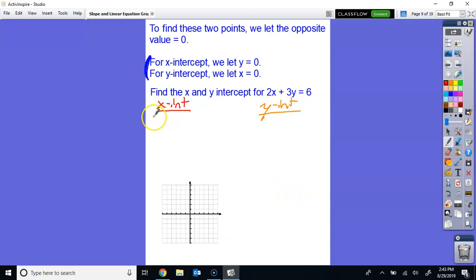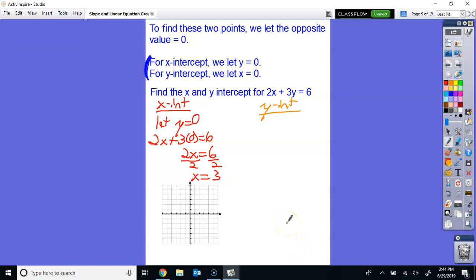For the x-intercept, on the x-axis, the y value is always 0. So what we do is we actually plug in 0 for the y value. When we do that, that cancels out 3 times 0, but it leaves us with a small equation, 2x equals 6, which is extremely easy to solve, or should be. And you divide by 2 to get 3.